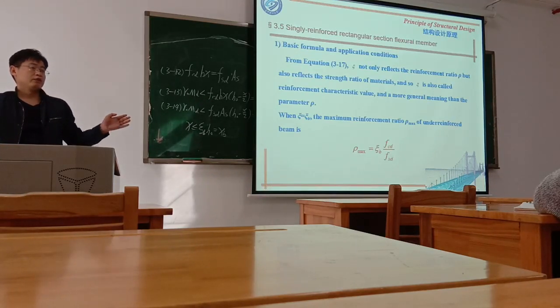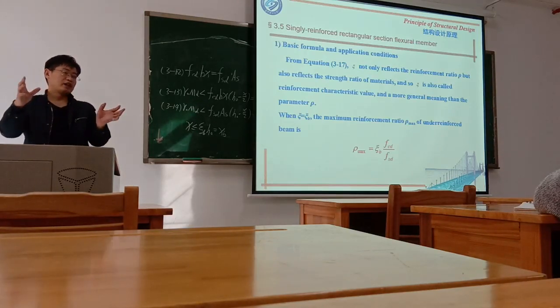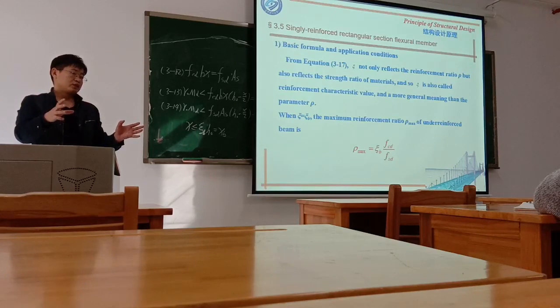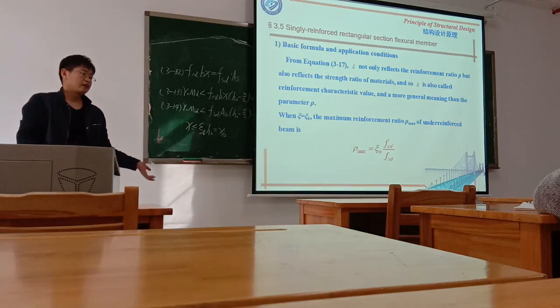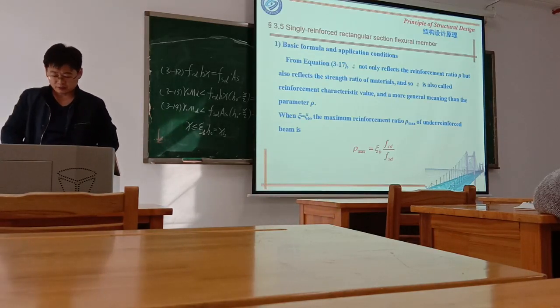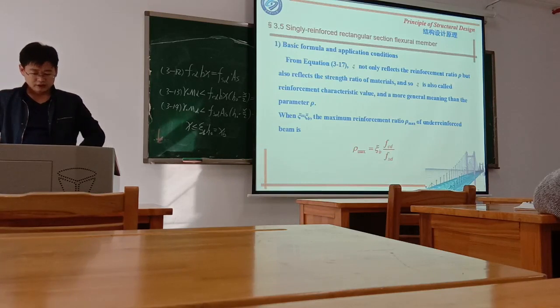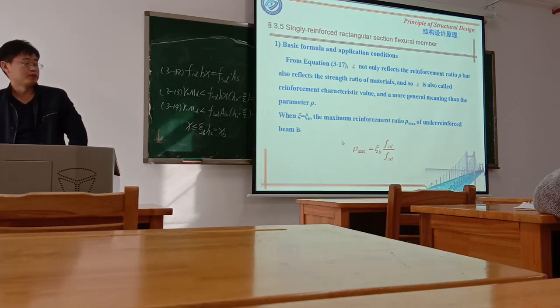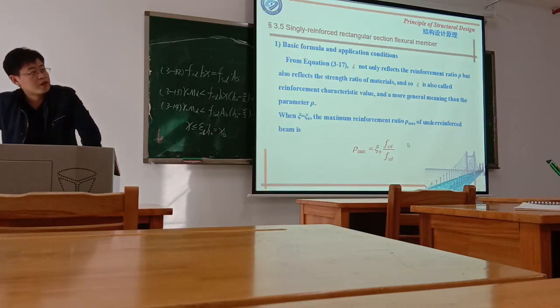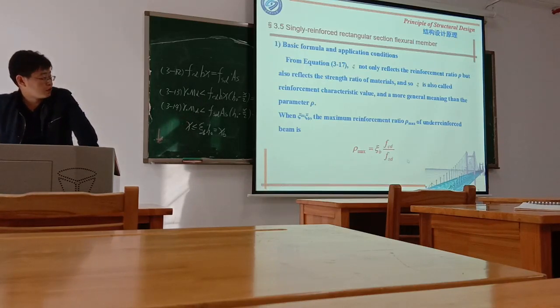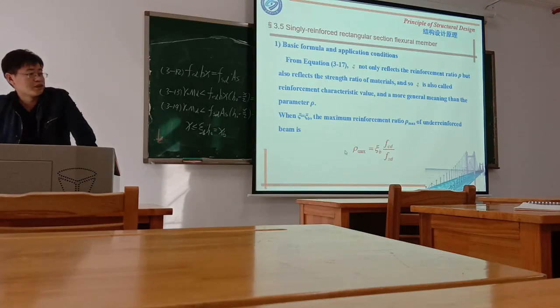Then when you design, you should check if your design is in this reinforcement ratio range. It can't be larger than this, and it can't be smaller than that. So you should check this value. From this formula, we can calculate the maximum reinforcement ratio for the under reinforcement. Also for the over reinforcement, if the reinforcement ratio is larger than this one, that means it's an over reinforcement. So you should make sure your design is smaller than this.